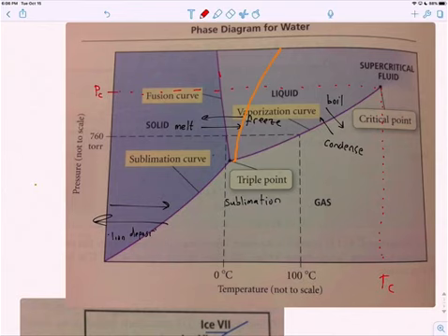So the triple point. Let me go back to the triple point. You have the liquid phase. When liquid goes to vapor, that's known as boiling. When vapor goes to liquid, that's known as condensation. When solid goes to liquid, that's known as melting. When liquid goes to solid, that's known as freezing. And also notice we have the supercritical fluid, the critical point, the critical pressure and critical temperature, which we talked about before.